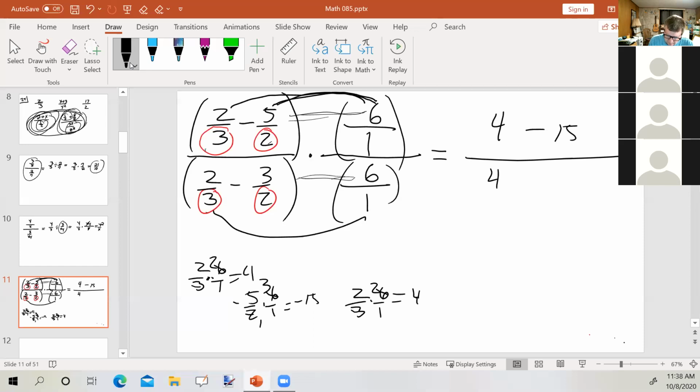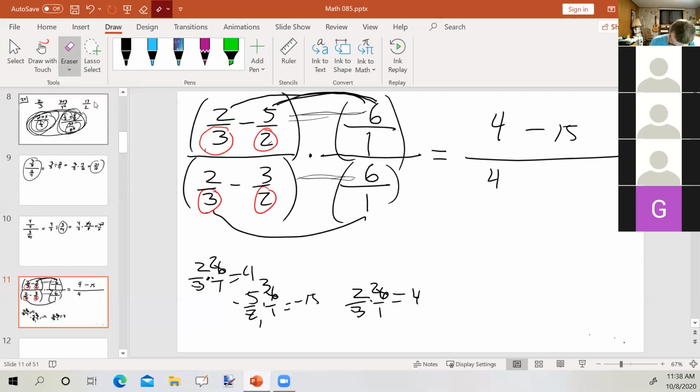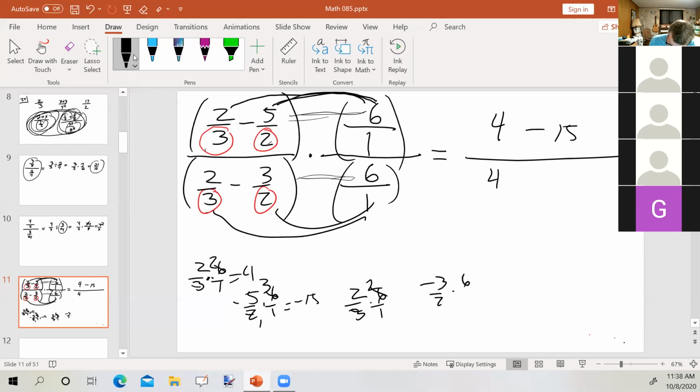Wait, how did you get that 4? I didn't see the last one you just wrote. Oh, okay. Like that. Yes. And then -3/2 times 6 over 1. 6 over 2 is 3 over 1. So I get -9.